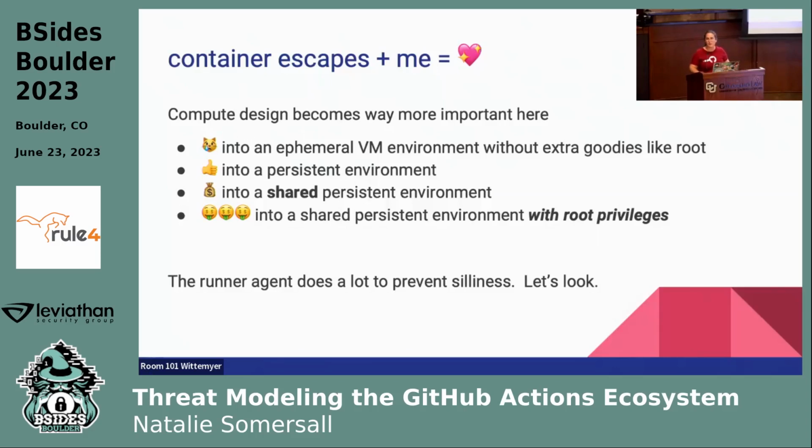But everyone knows that there's that one project that's kind of full of people who don't care. Or people who just copy paste things from Stack Overflow and not really read into what it is. And when you have a persistent environment, that means a compromise can be persistent. And the runner agent does a lot to prevent this.